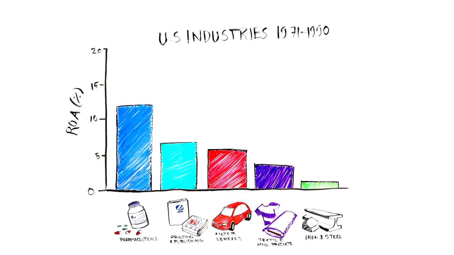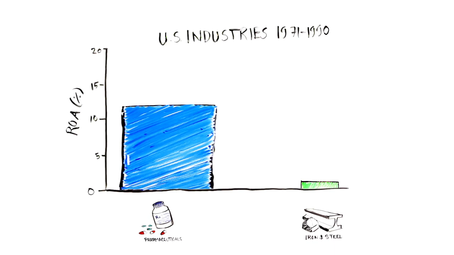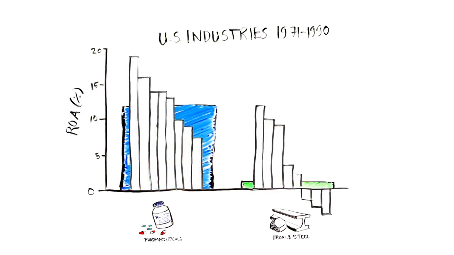But what happens if we look inside these industries? For illustrative purposes, let's look more deeply at the highest and lowest performing industries: pharmaceuticals and iron and steel. Here is the average company profitability for the major companies within each industry. As you can see, the average profitability in the pharmaceutical industry is quite high. But there's also a lot of variation within the industry.